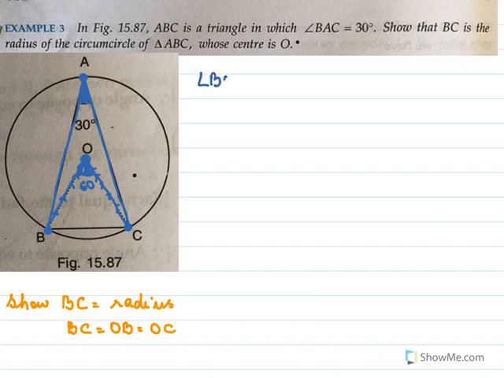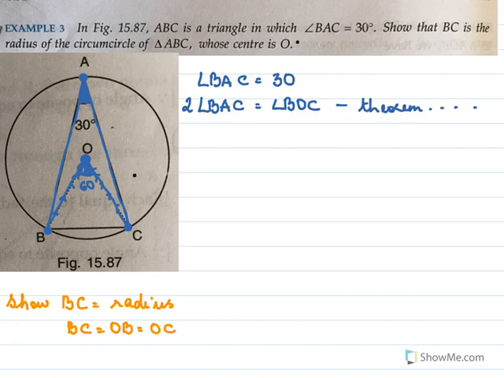We have angle BAC equal to 30, and that is given to us. Twice angle BAC is angle BOC. This is by theorem. Of course, you need to write the statement of the theorem. So angle BOC is twice BAC, and we know BAC is 30. It's twice 30, so 60 equals angle BOC. This is one part.